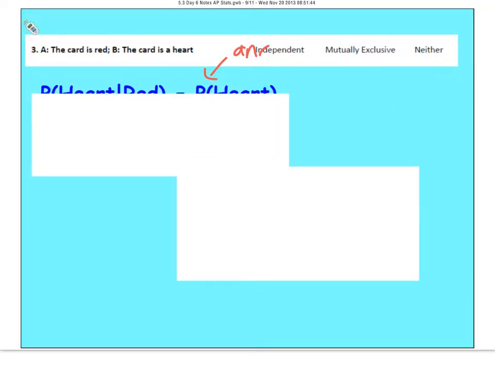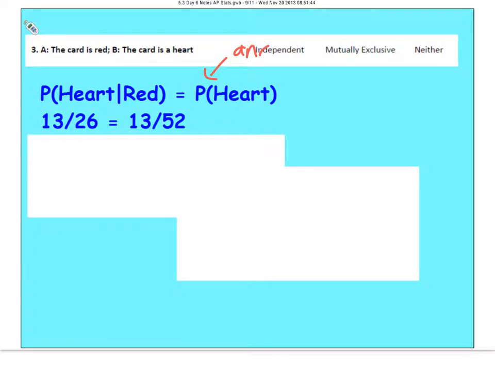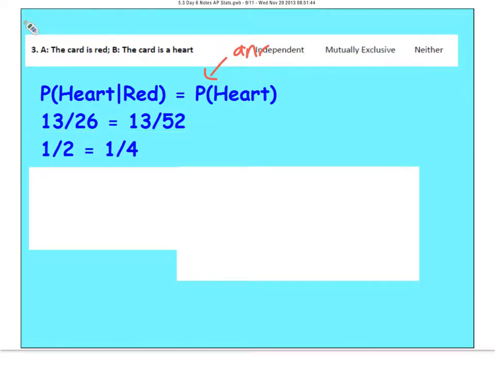To set this one up, we're going to do this formula. The probability of a heart, given that it's red, compare it to the probability of a heart. So the probability I get a heart, given that the card is red. Well, there's 26 red cards in there. Half of them are the hearts, so that's going to be 13 out of 26. What's the probability I get a heart in the whole deck? That's 13 out of 52. This is what I compare. These clearly are not the same, which means they are not independent, so I can get rid of that.